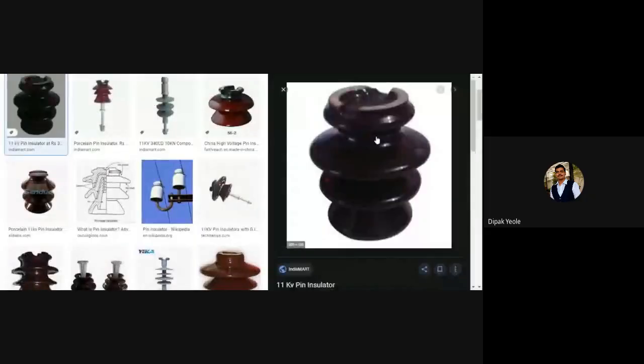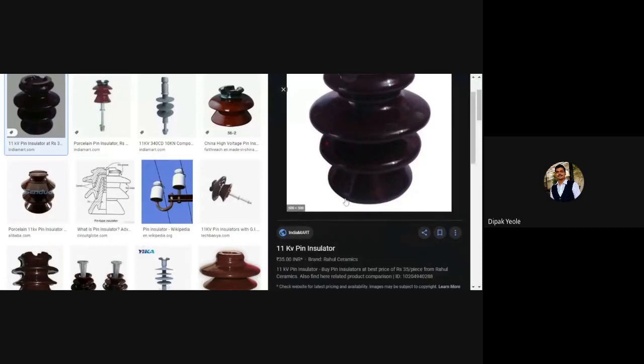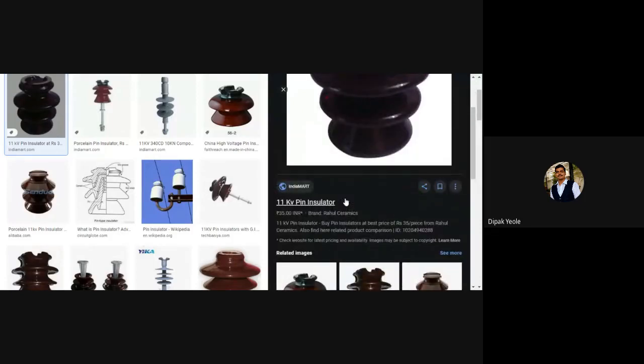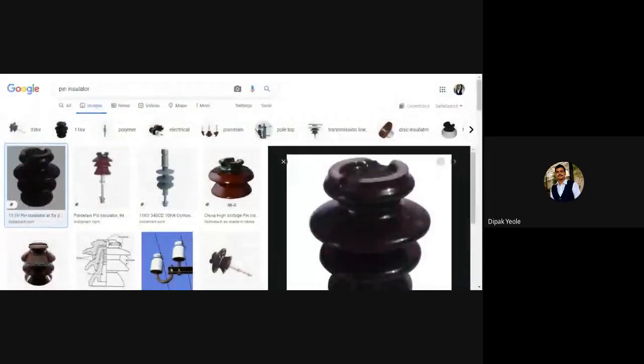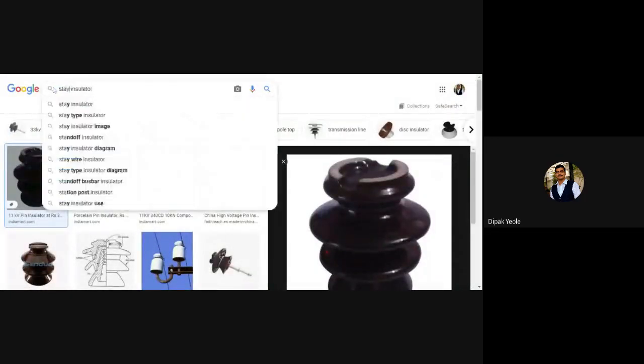जर तुम्हाला क्वेश्चन विचारला की which material we are using for pin insulator, the answer is you can say we are using the, sorry, what is the name of this material? Porcelain. So the porcelain material we are using. Yes, Priyanka, correct. So we are using the porcelain material, and again there is a strain insulator also.